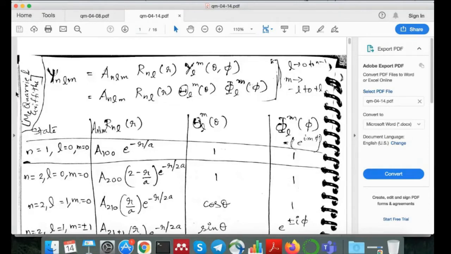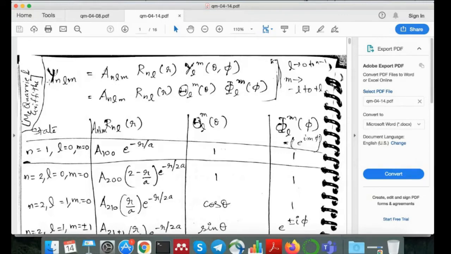Okay. So in this nlm, N, L, and M are all quantum numbers, because they are discrete. N, L, and M cannot have decimal or fractional numbers. They have to be discrete quantities, and so these are quantum numbers. Okay, and so N can vary from 1, 2, 3, etc.